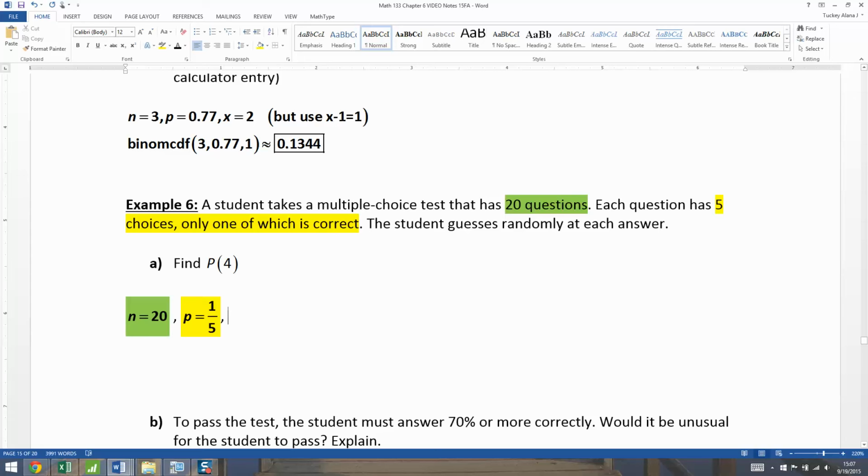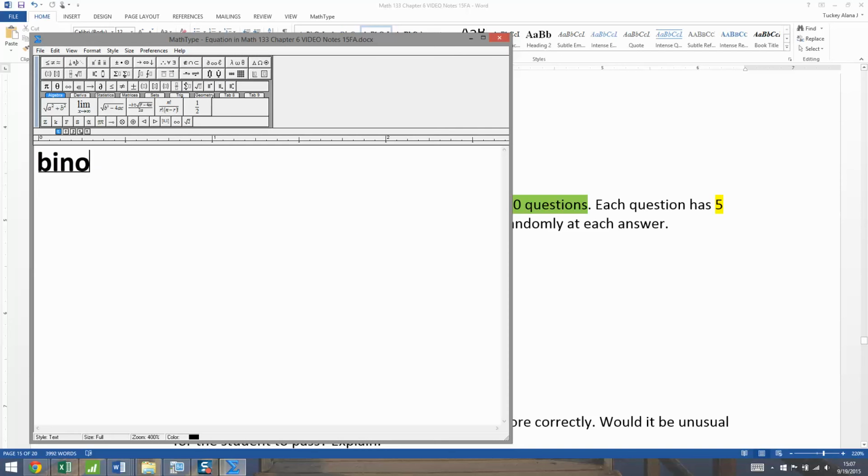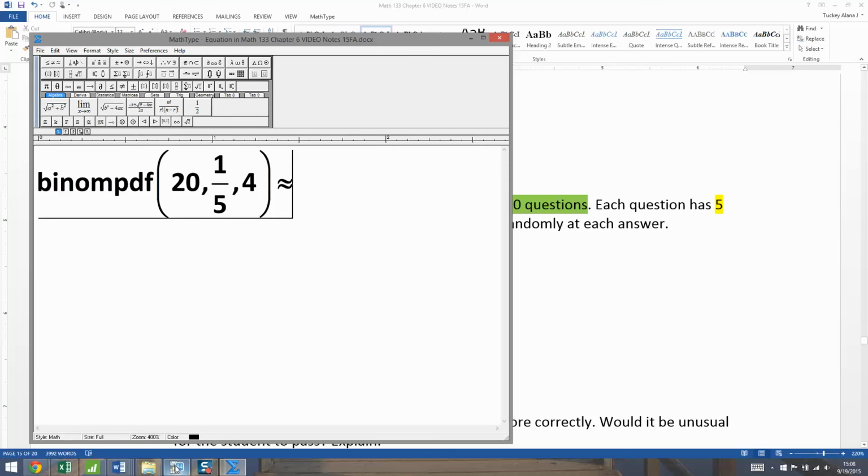All right, now X is kind of obvious because it says 4 right there, so X is 4 for us. It's actually little x right there. X is the number of successes, and we want the probability that little x equals 4. So the way to do this is binom PDF, and then we say we're guessing on 20, comma, well, let me just type 1/5. That'll work. There we have it, comma 4. Let's see what we get. I have no idea what this is.